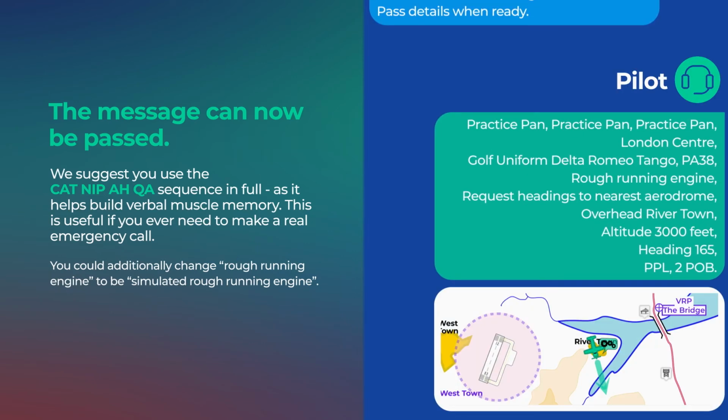Practice Pan, Practice Pan, Practice Pan, London Centre, Golf Uniform Delta Romeo Tango, PA38, rough running engine, request headings to nearest aerodrome, overhead River Town, altitude 3,000 feet, heading 165, PPL, 2 POB.